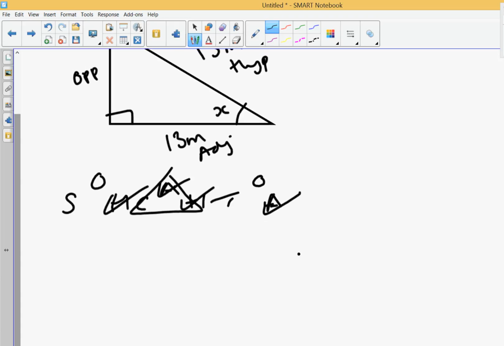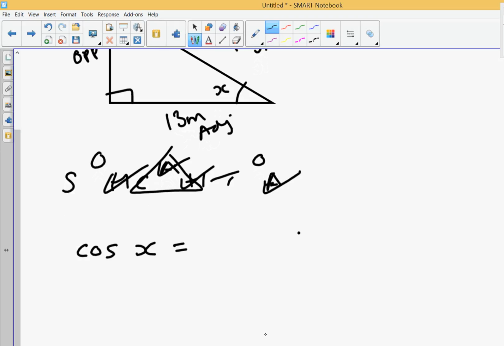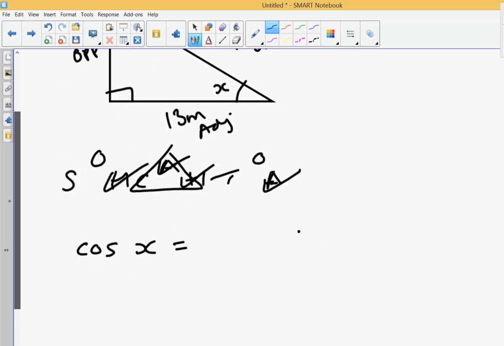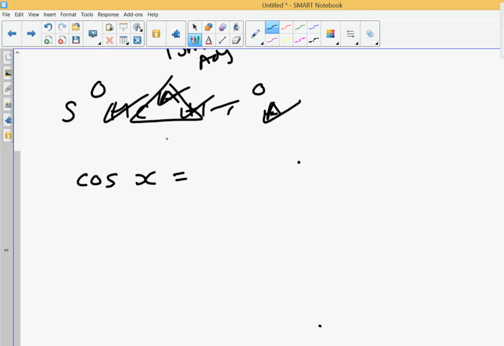So this time, because I'm trying to find the angle, we know that cos of the angle, which is x, is the adjacent divided by the hypotenuse. That's 13 divided by 15.